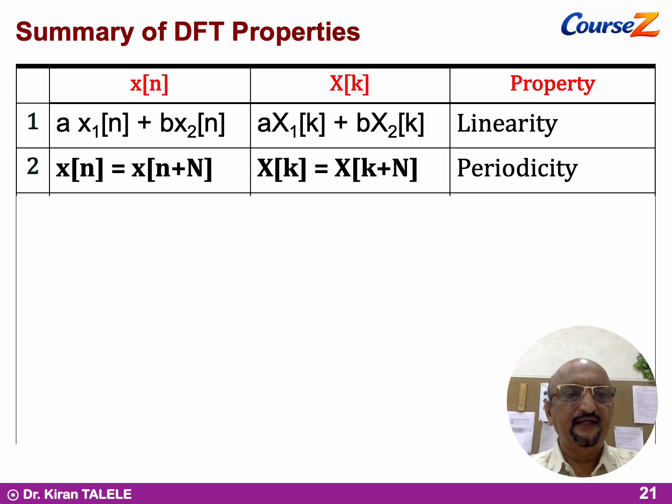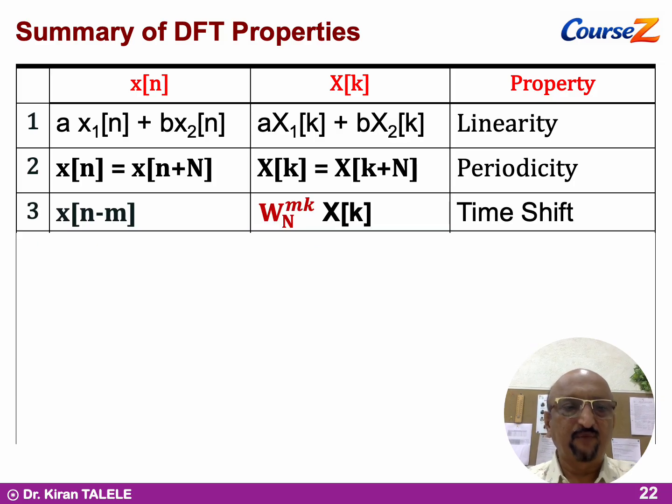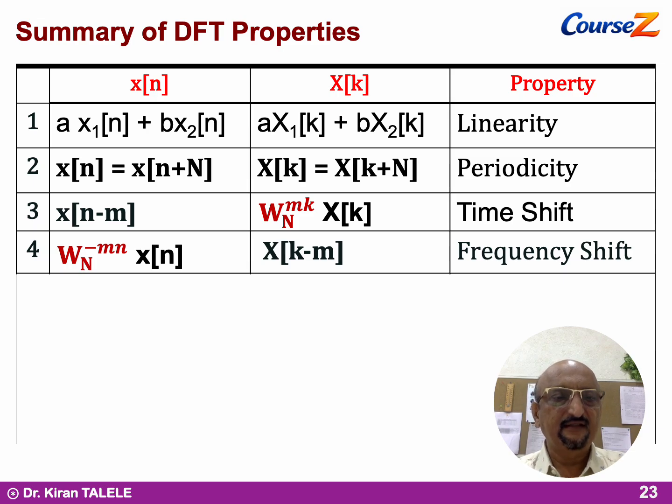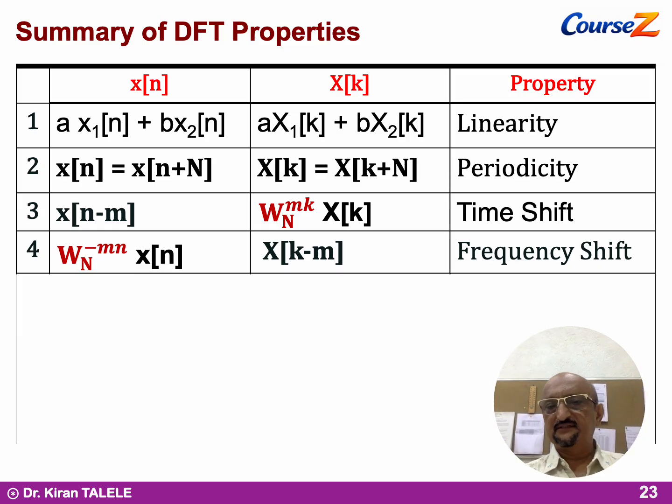Periodicity property. DFT of x of n is x of k, but if x of n is periodic, x of n equal to x of n plus N, that means x of n is periodic. Then DFT results are also periodic. This is by definition of periodicity. Time shift property. If the signal is shifted in the time domain, DFT of x of n minus m is W_N raised to mk times x of k. Frequency shift property. W_N raised to minus mn times x of n is x of k minus m. Here x of k is shifted in the frequency domain.